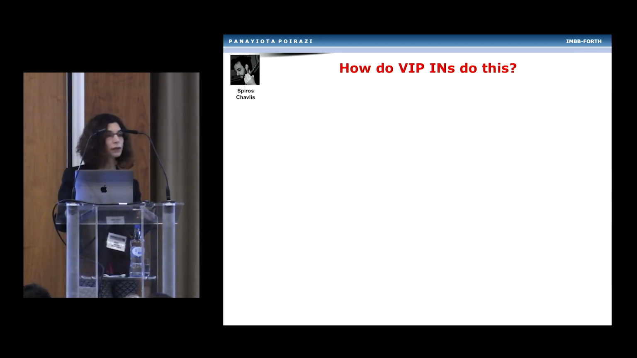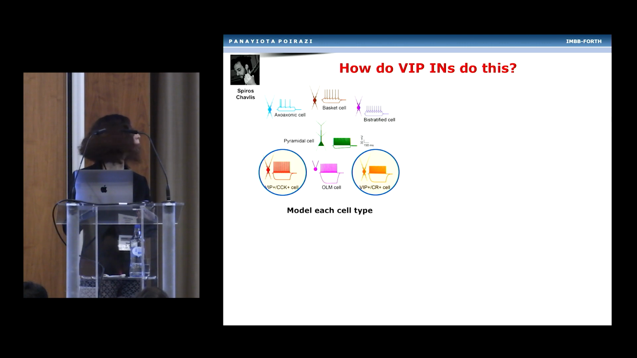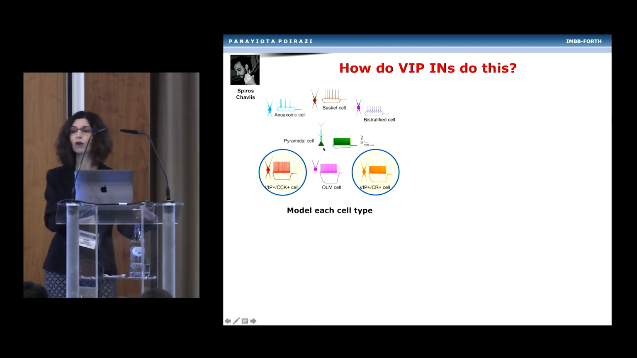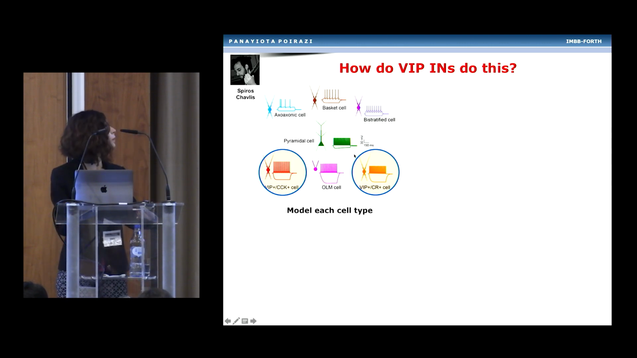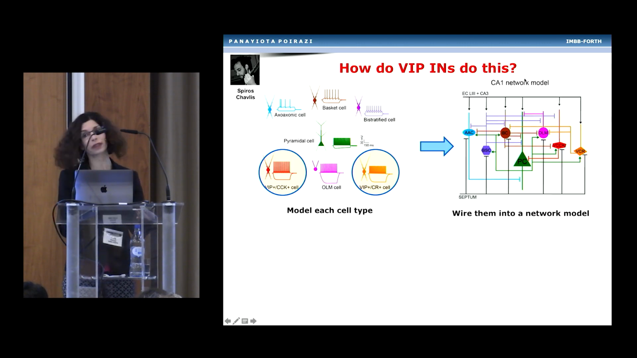So that's when we teamed up. And this is the work of Spiros Havlis, a very talented postdoc in the lab. What Spiros did is to build a morphologically reduced and biophysically relatively detailed model of a CA1 network microcircuit, where he incorporated 6 types of interneurons, and importantly, the 2 types of VIP cells that we know, the ones that express calretinin and the ones that express CCK. Another marker. So we have these 2 types of interneurons in our model, and we wire them up into a microcircuit that looks like this.